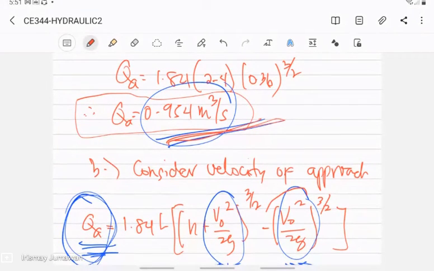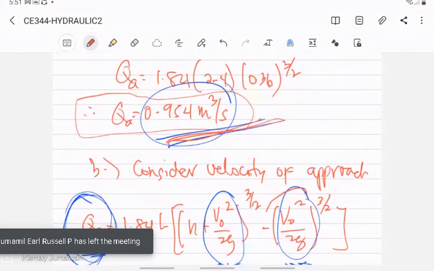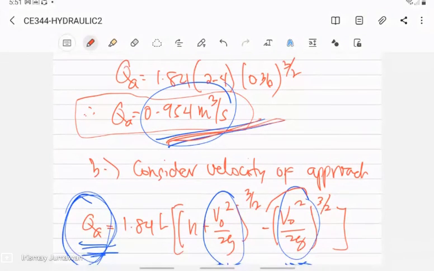Then we have to substitute this to the formula of the rectangular weir. Upon substitution, the answer is 0.976. That is not equal to the assumed value, which is 1 cubic meter per second. So again, we try another value, 0.976, and compute the velocity, which is 0.976 divided by 3.04. So the answer is 0.323.